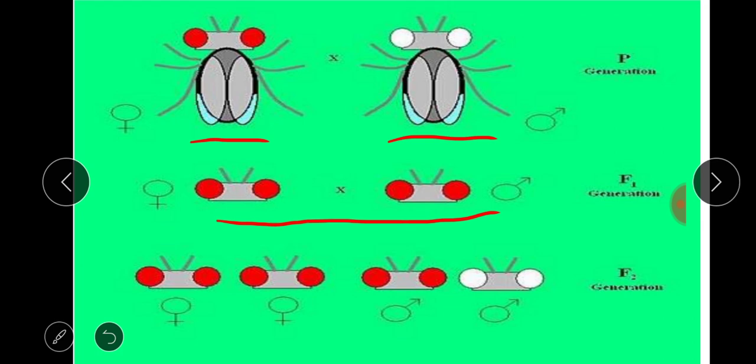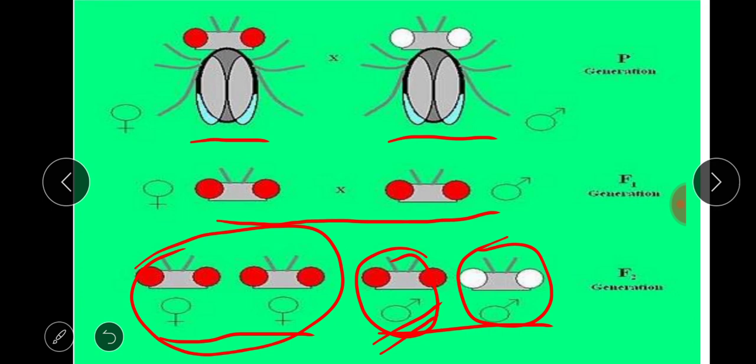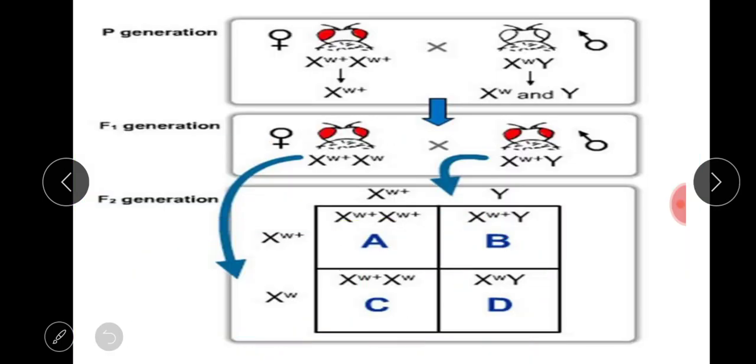And when the F1 generation is again crossed, it produces two females with red eye and two males. Out of two males, one is red-eyed and one is white-eyed, whereas all the females are red-eyed. So you can say that 50% of the males have red eye and 50% of the males have white eye. This is the cross.